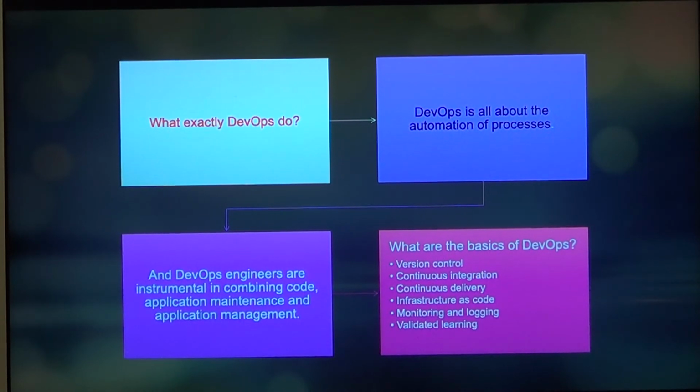Another one is continuous integration. What is CI? Continuous integration. The developers regularly merge their code changes into the central repository. Repository means version control, that is Git, after which automated builds and tests are run. Next one is continuous delivery. It is a software development practice where code changes are automatically prepared for release to the live environment or production, you can say.